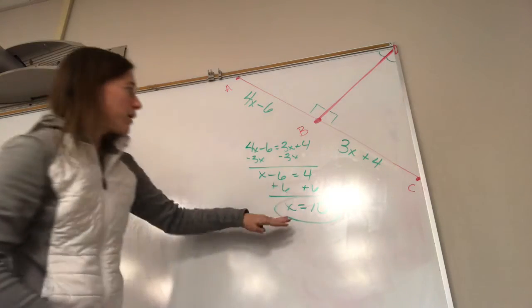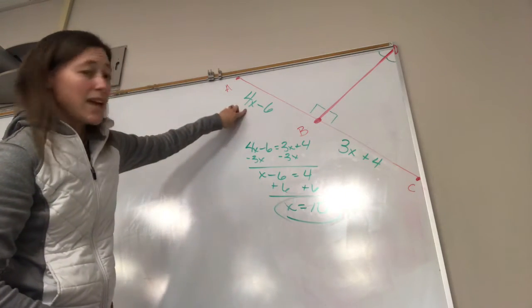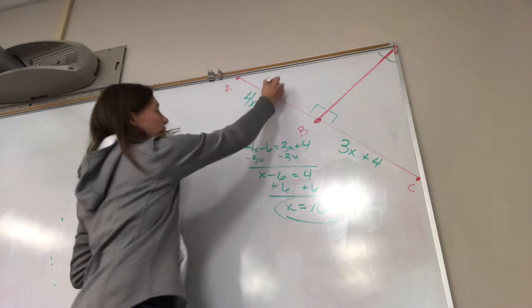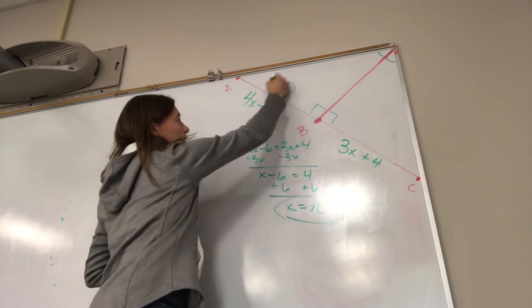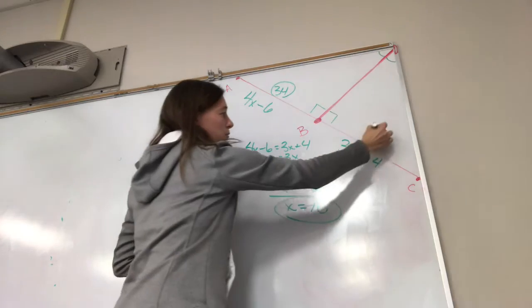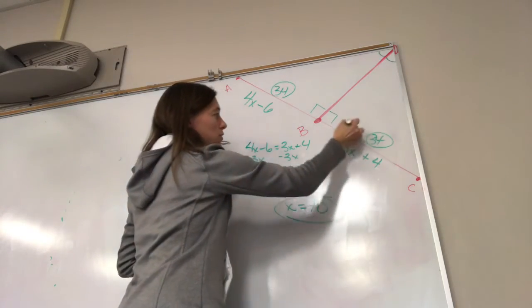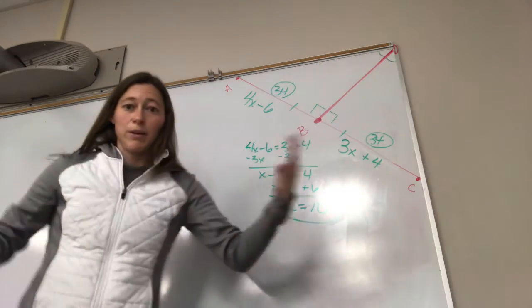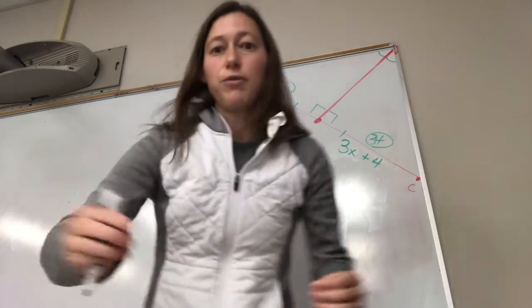Okay, so I found the value of x. I'm going to plug it in. 4 times 10 minus 6 is 34. And 3 times 10 plus 4 is 34. So those two are congruent. And there we go. All right, now we got to find another place.